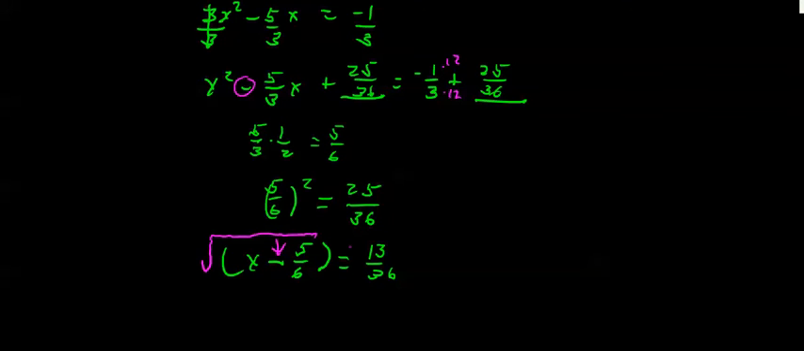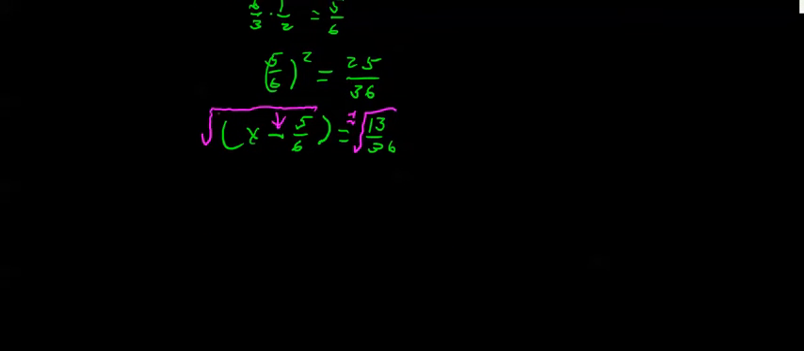I then square root both sides. Make sure you show this, plus or minus. And I end up with, I am so sorry, I forgot the squared here. Don't forget that squared. I end up with x minus 5 over 6 equals plus or minus square root of 13 over the square root of 36. I can't take the square root of 13, but 36 we know is 6.